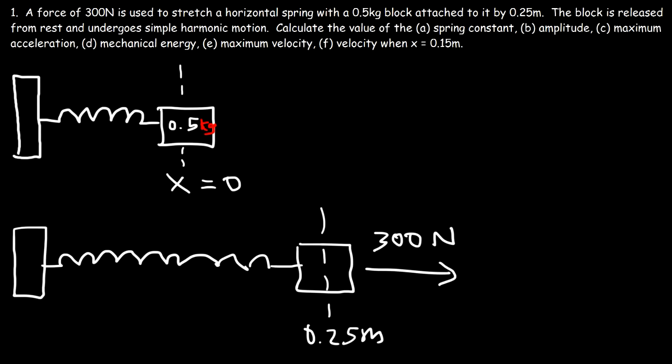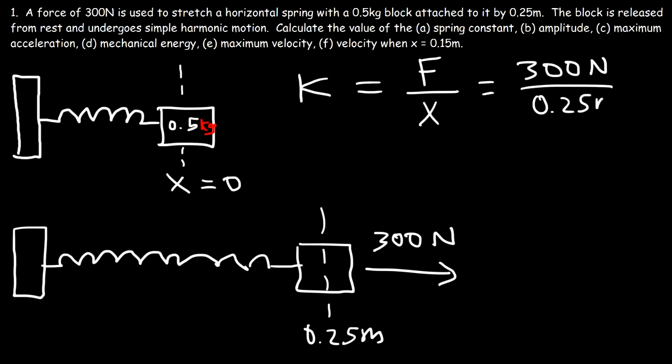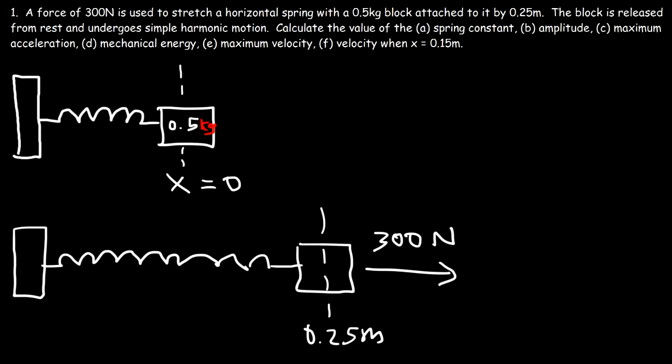So knowing that, how can we calculate the value of the spring constant? The spring constant, K, is equal to the force applied divided by the change in length. So it's F over X. And it comes from Hooke's law, where F is equal to KX. So all we got to do is take the force of 300 newtons and divide it by the displacement, which was 0.25 meters. And so K is 1200 newtons per meter. So I'm just going to write that up here. We're going to use that later.